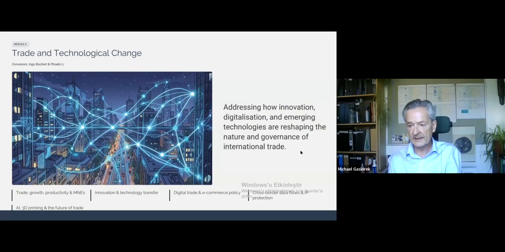The final module picks up on what I said earlier, which is we really are going through a period of incredibly rapid technological change. So in Trade and Technological Change, we address how innovation, digitalization, those emerging technologies are reshaping both what we trade, how we trade, but also how we govern international trade. Things like data flows, privacy concerns, cybersecurity. These are all really important, how we agree upon this between countries and so on. So those are essentially the 4 modules.